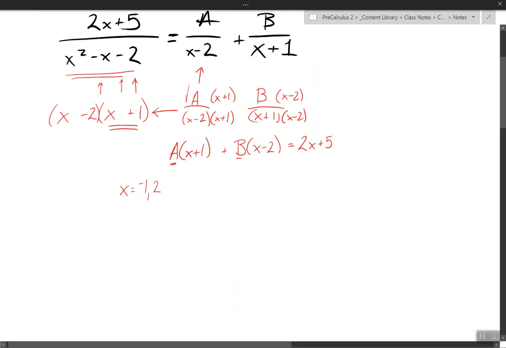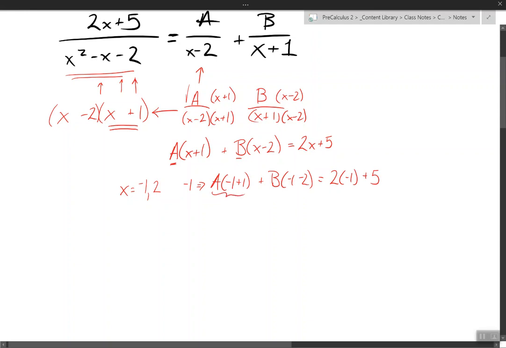So when I plug in -1, we get A times negative 1 plus 1, plus B times negative 1 minus 2. We're plugging it in for all of the x's, so we plug it in on the right side of the equation as well.